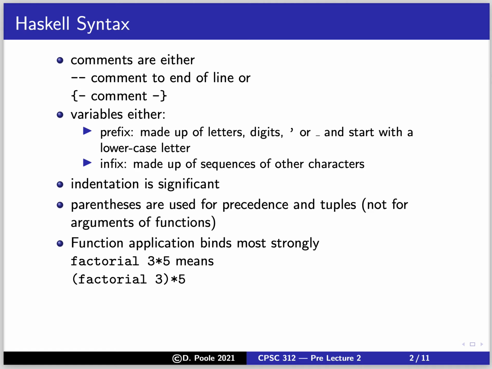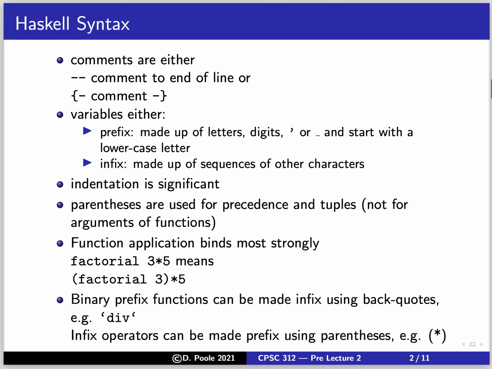Parentheses are used for precedence and tuples. They're not for the arguments of functions. In particular, comma is an infix variable, so it has a value to it. And function application binds most strongly. So factorial 3 times 5 means factorial 3, times 5. You're always going to carry out the prefix variables before you carry out the infix variables, so they bind the most strongly.